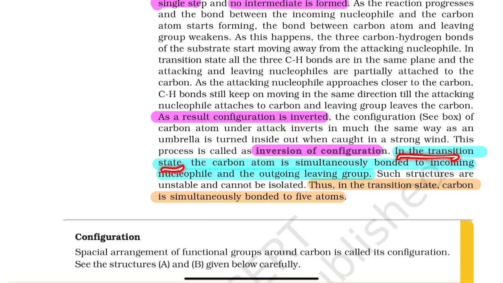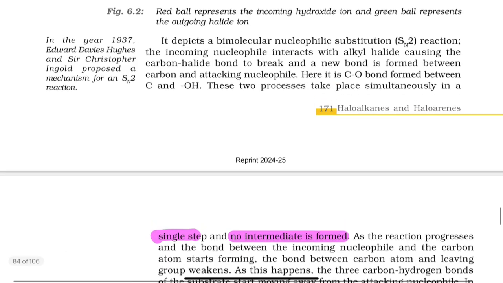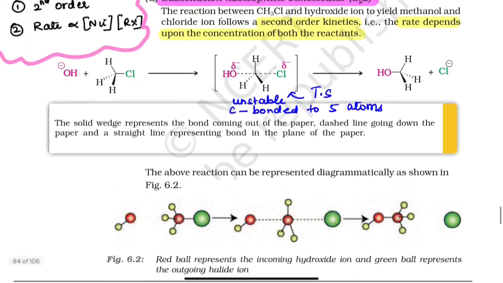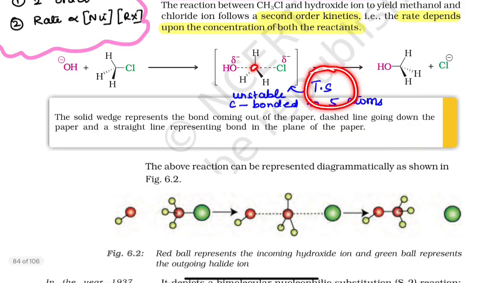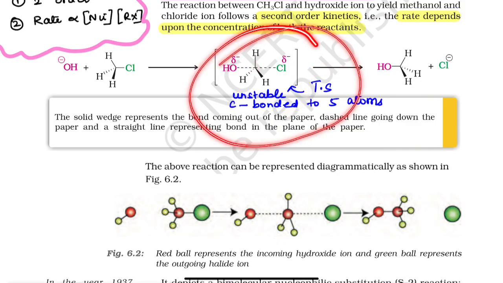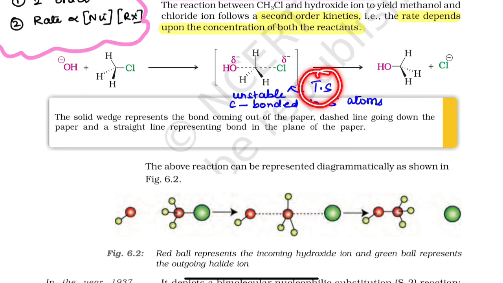In the transition state, the carbon atom is simultaneously bonded to the incoming nucleophile and the outgoing leaving group. Such structures are unstable and cannot be isolated. Thus, in the transition state, carbon is simultaneously bonded to 5 atoms. So already I told you that. So this is the transition state where carbon is bonded to 5 other atoms. Therefore, it is highly unstable and cannot be isolated. Since it is unstable, remember the transition state is unstable. Therefore, this cannot be isolated.